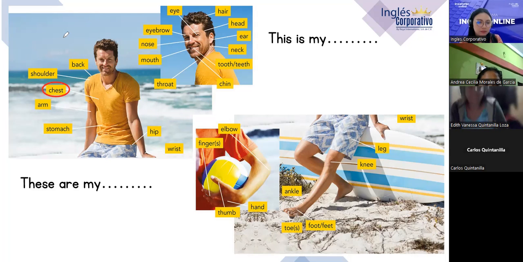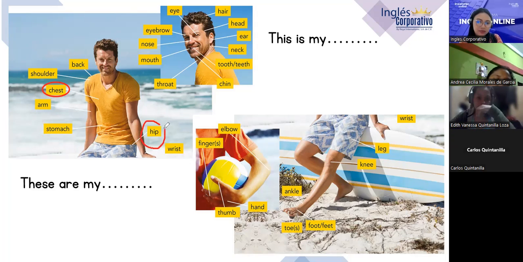What do you have there? Look. Arm. One, two arms. Brazos. Miren esta interesante pronunciación. Stomach. Esto se convierte en una K. Stomach. Y como inicia con S, no decimos S, sino stomach.